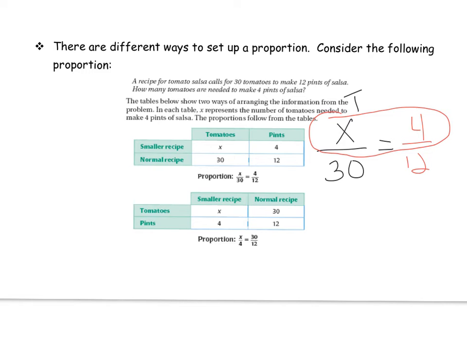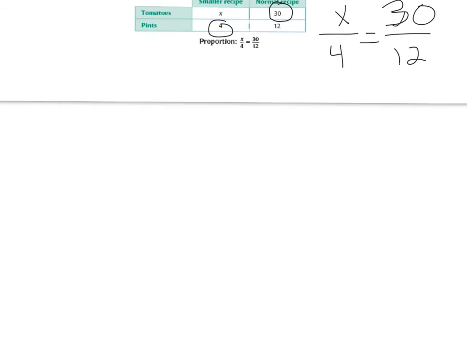Okay, the other way would be to set it up by recipe. So up and down I'm going to go recipe. So then the amount of tomatoes in the small recipe, I don't know. So I would call that x over the amount of pints in the small recipe. And over here I would do the number of tomatoes in the large recipe over 12. Alright, just an example. So let's look at a problem on that.